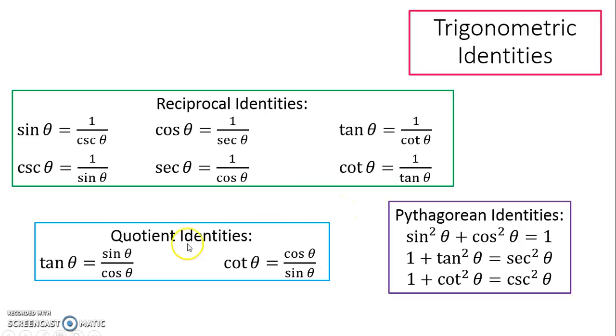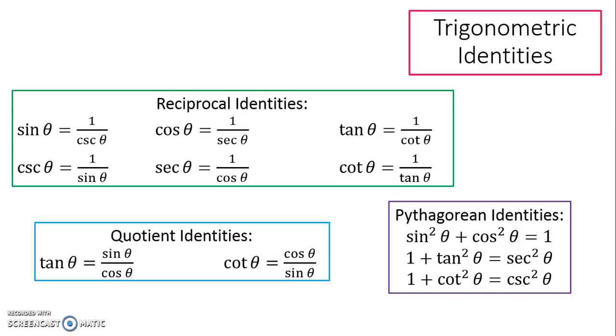A couple new ones. Tangent, if you think back to our unit circle, was y over x. Since we know that sine goes with the y and cosine goes with the x, it does make sense that tangent would be sine over cosine. And cotangent is therefore cosine over sine.